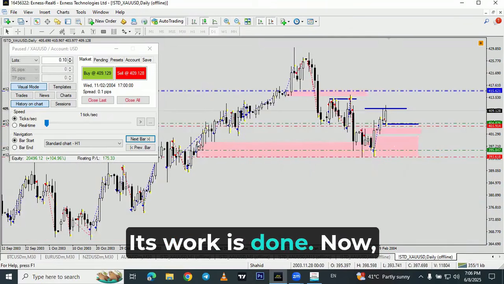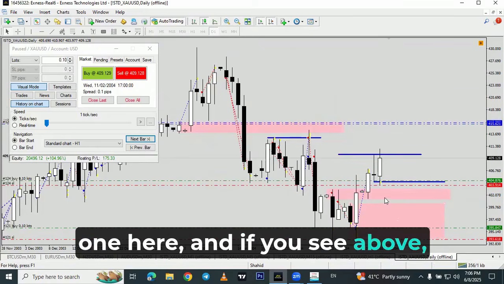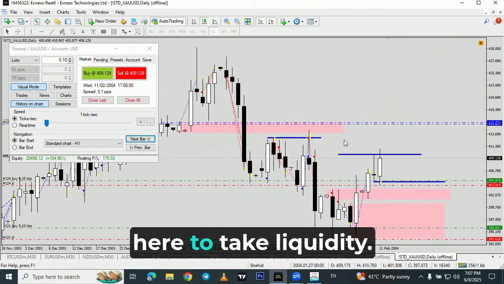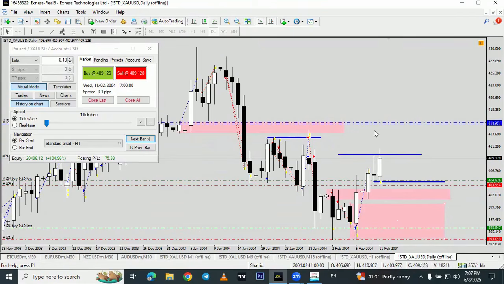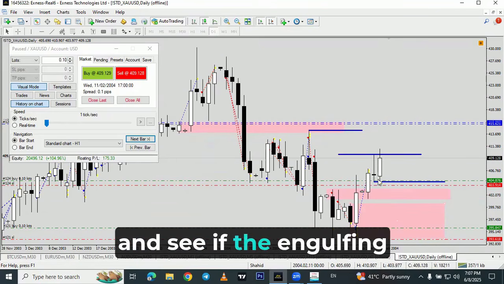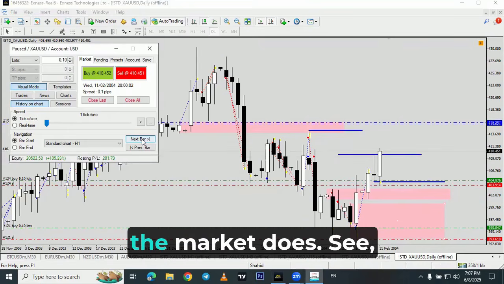Its work is done. Now for buying, we have one level here, one here, and if you see above, this whole zone has been tapped. So the market should come above here to take liquidity. Okay, and the market has also made this low high, and see if the engulfing candle is forming. If it closes bullish, we wait here to see what the market does.